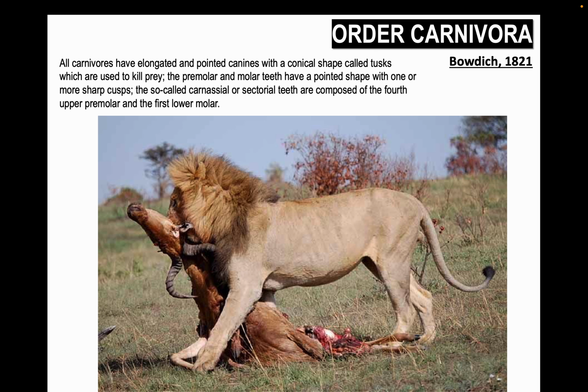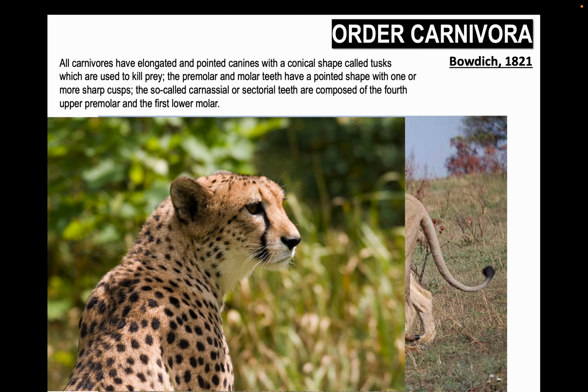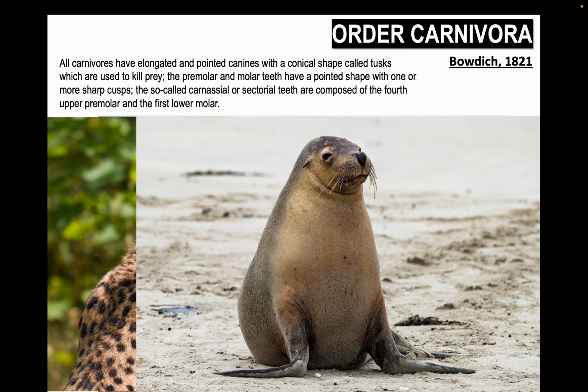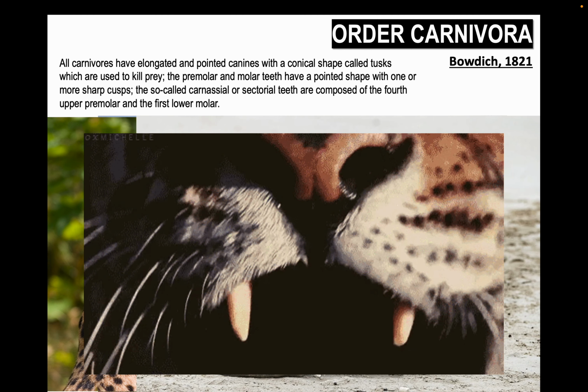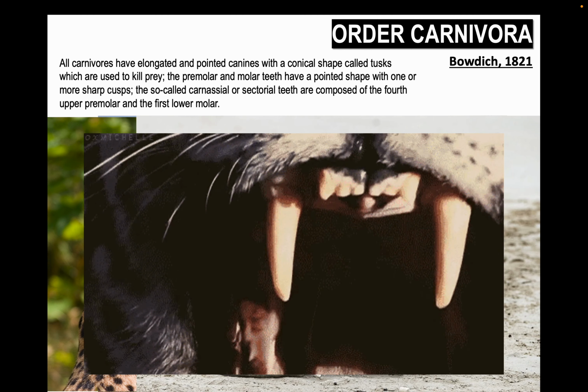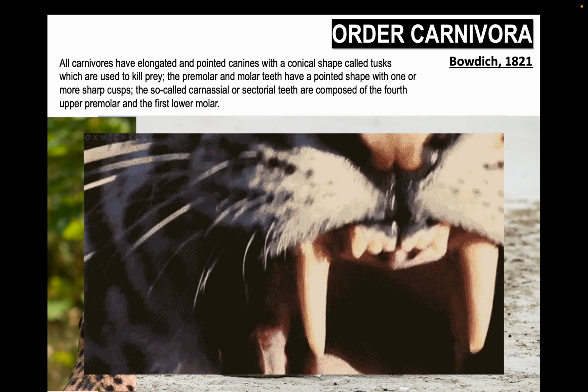Some examples: cheetah, I'm guessing. Lion, cheetah, seal. Is this a seal? Not really sure. I think no, manatees are cetaceans. So those that possess this kind of teeth modification are all Carnivora, or carnivorous mammals.